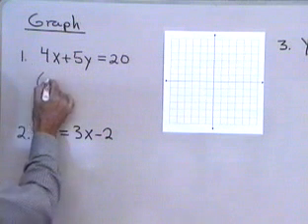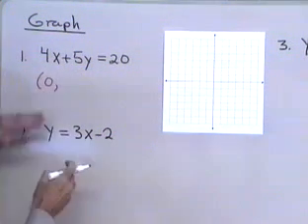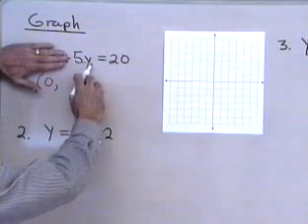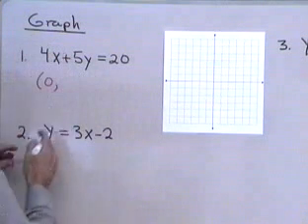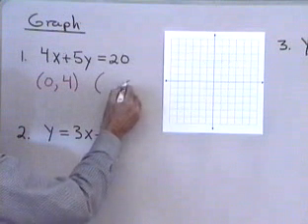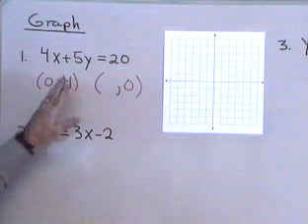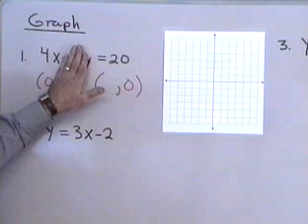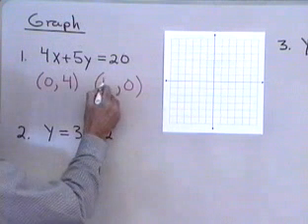So let's let x be equal to 0. When x is equal to 0, the equation becomes 5y equals 20, so y is equal to 4. So this has a y-intercept of 4. And then let's let y be equal to 0. Then that term becomes 0, and the equation is 4x equals 20, so x is equal to 5.